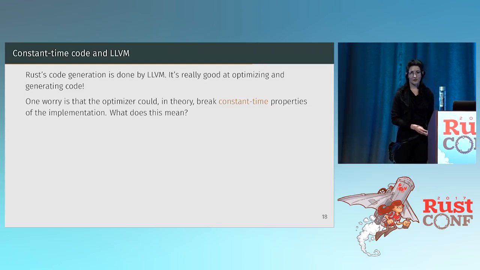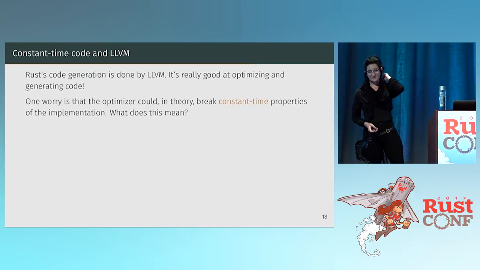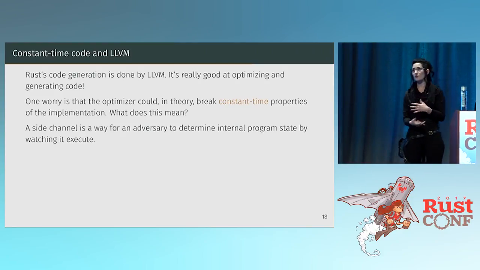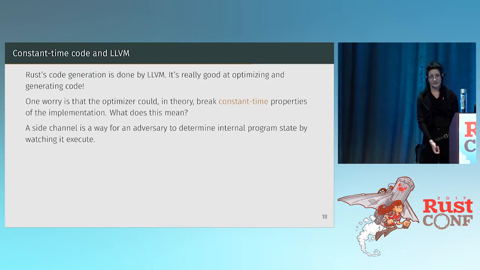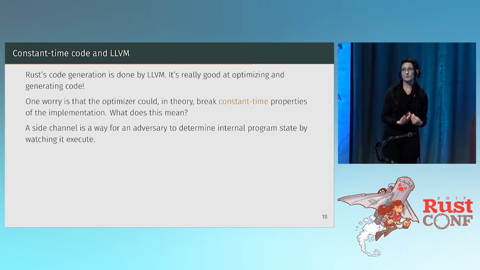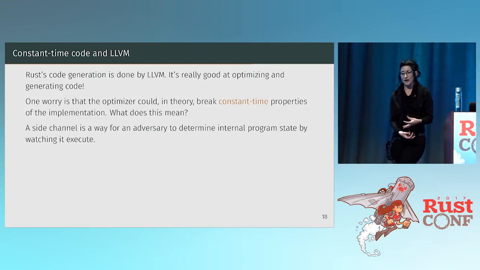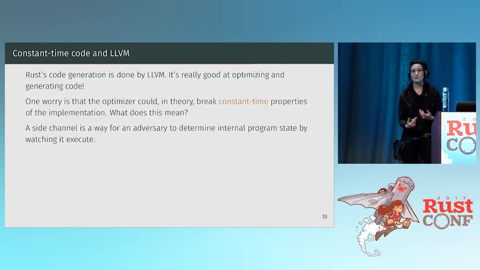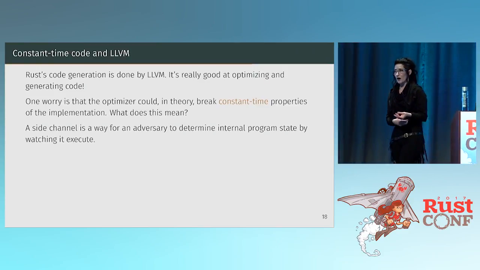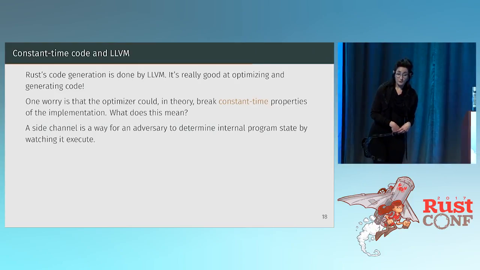Not only is that not entirely true, there are chipsets that do weird things, which I'll get into later. This is just all kinds of insane. So what does it mean to say that code is constant time? There are these things called side channels, and a side channel is essentially a mechanism by which an adversary can learn some sort of internal program state. For cryptography, this is especially insidious because learning a few bits of a secret can often lead to full key recovery attacks.